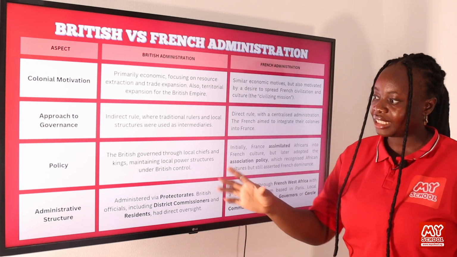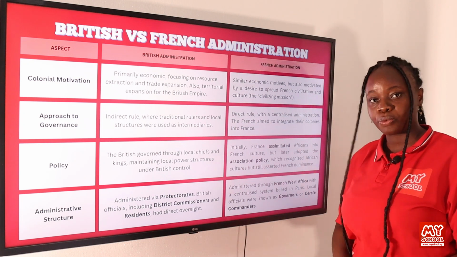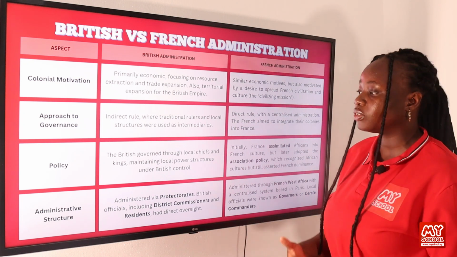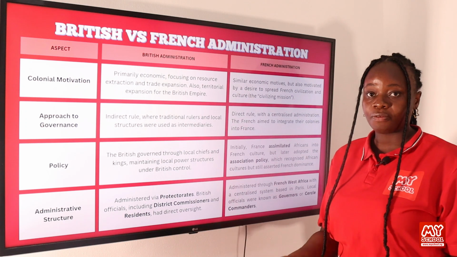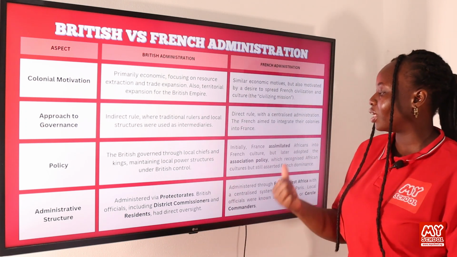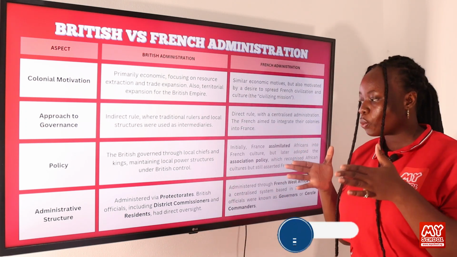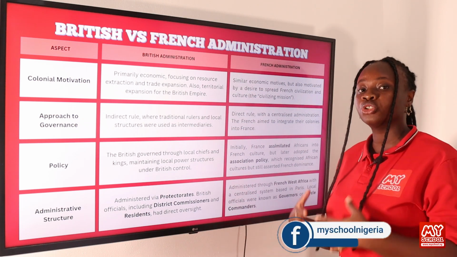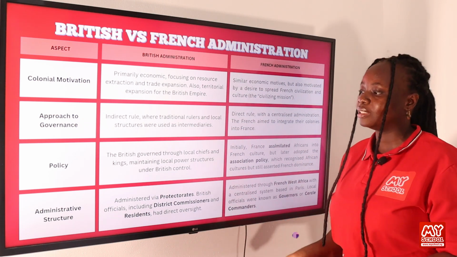So that's the difference. Here, there was a hands-off approach. They allowed these local chiefs to implement policies on their behalf and to collect taxes on their behalf. But here, they were hands-on. They were right there in the various regions, collecting the taxes, implementing the policies.